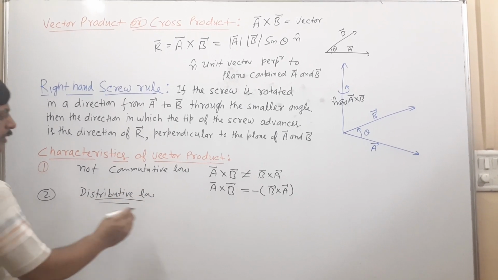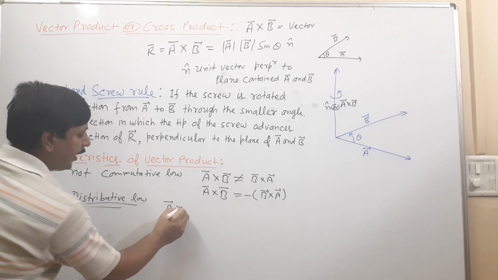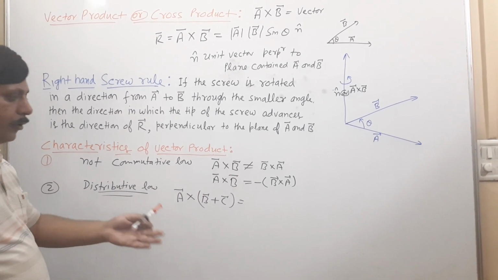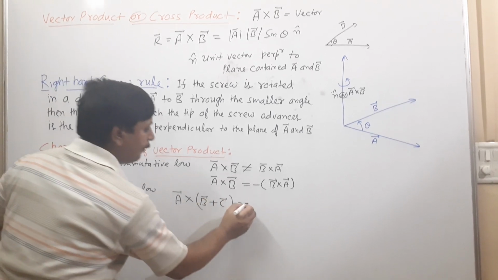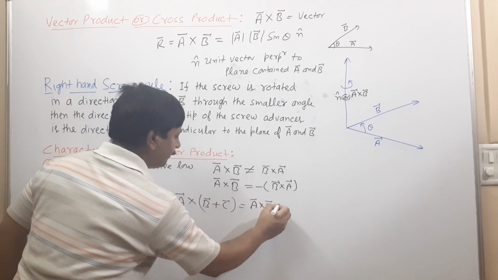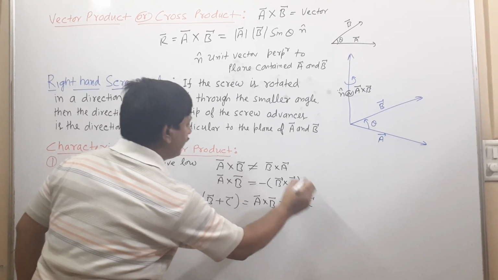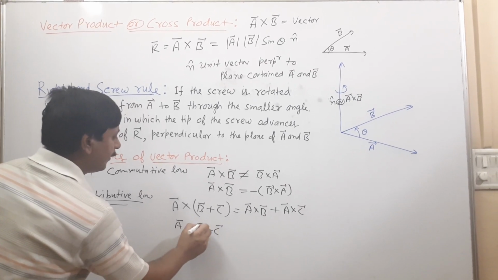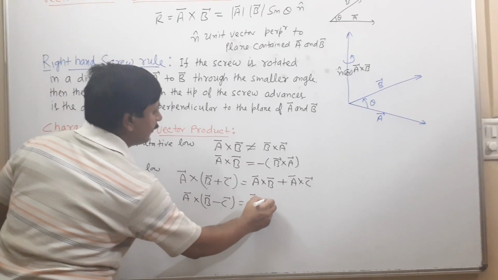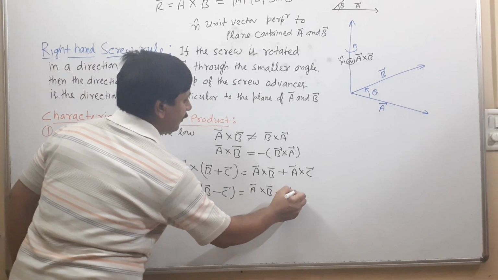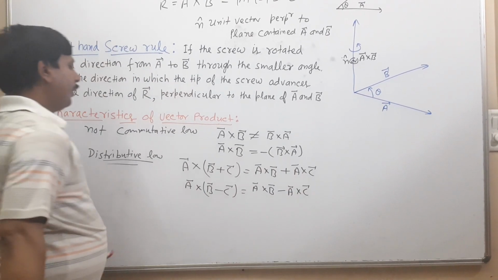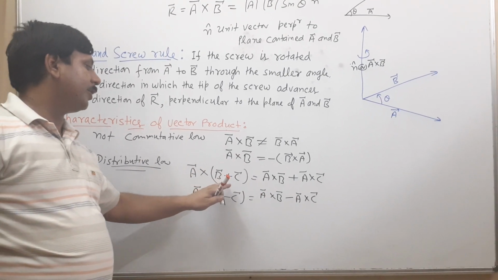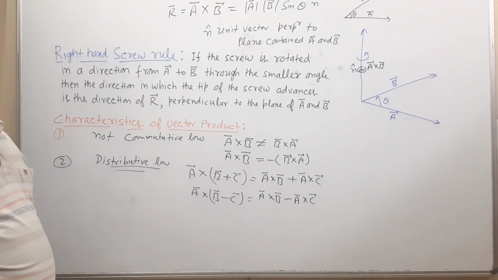The second one is the distributive law. A cross (B plus C) is equal to A cross B plus A cross C. The cross product is also distributive over addition. If you take a negative here, A cross (B minus C) is equal to A cross B minus A cross C. The cross product is distributive just like the dot product. They are distributive over addition or over subtraction.